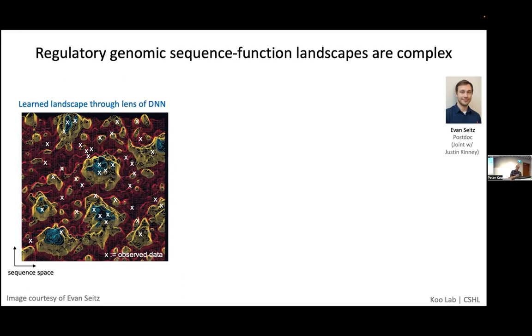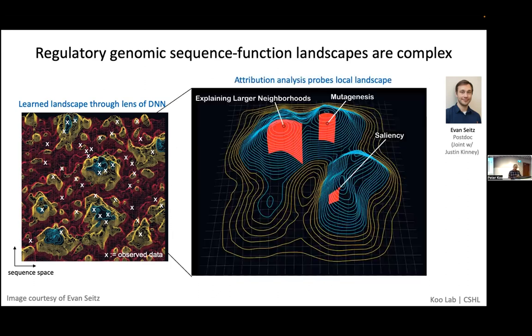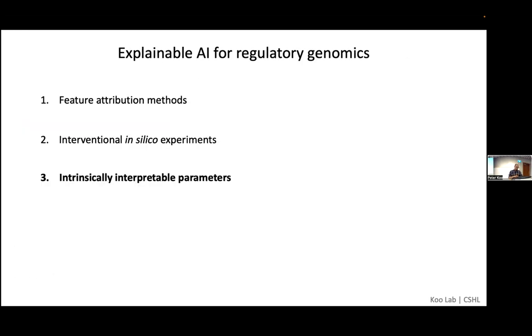And recently, Evan Seitz, who is a joint postdoc with me and Justin Kinney, has started asking another question. He started asking, can we characterize the larger neighborhoods in this sequence function landscape beyond just simple slopes, but with nonlinear biophysical models that we can fully interpret? Unfortunately, I don't have time to get into this. It is early stages in this project, but we figured out that this actually works, and we're going to try to wrap up a paper soon, hopefully sometime early next year. But I'll be happy to chat about that if you're interested afterwards.